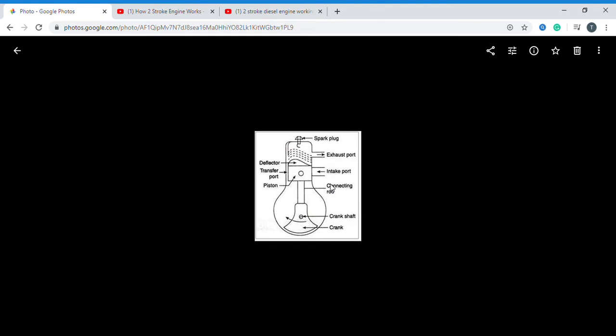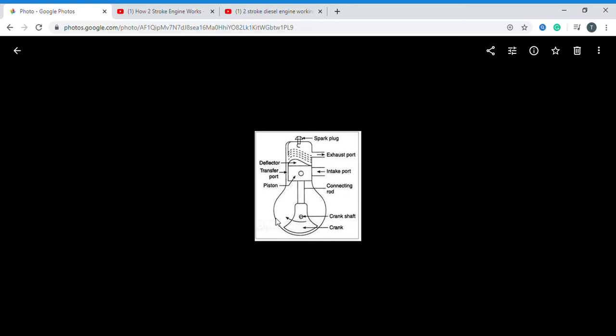Okay. Now, see the construction details first. This is the spark plug, the exhaust port, intake port, deflector, transfer port, piston, connecting rod, crankshaft, crankcase. So, four-stroke petrol engine and two-stroke petrol engine, what is the main difference? Here, the four working processes complete within two strokes, that is the two-stroke petrol engine.